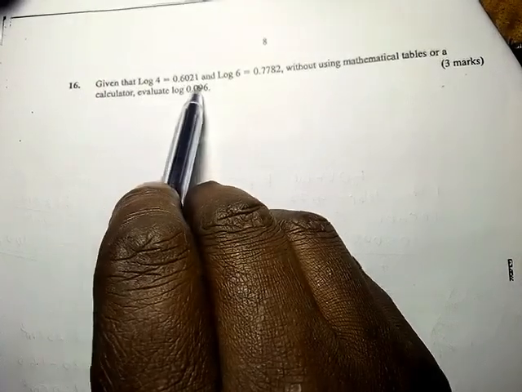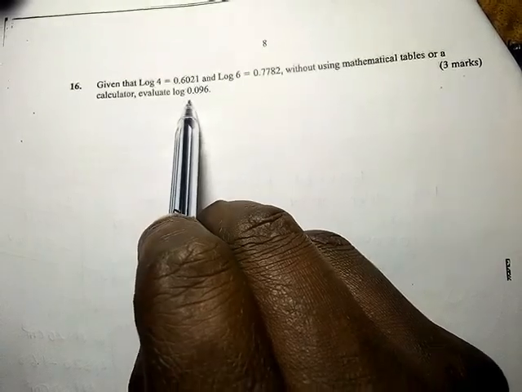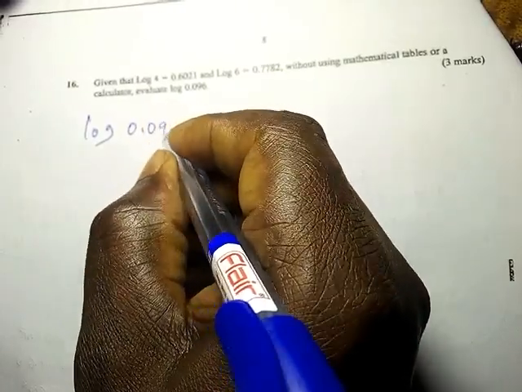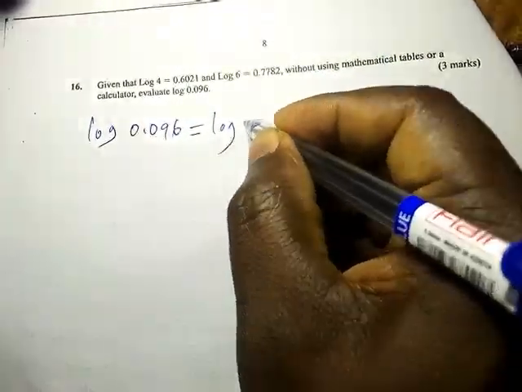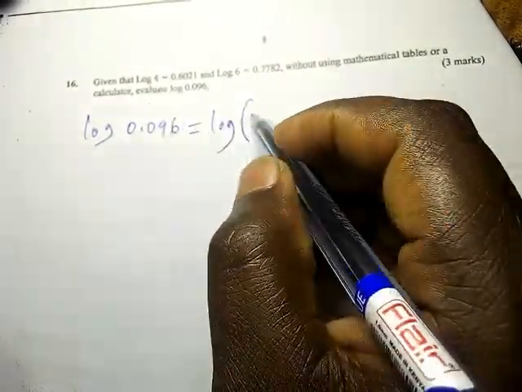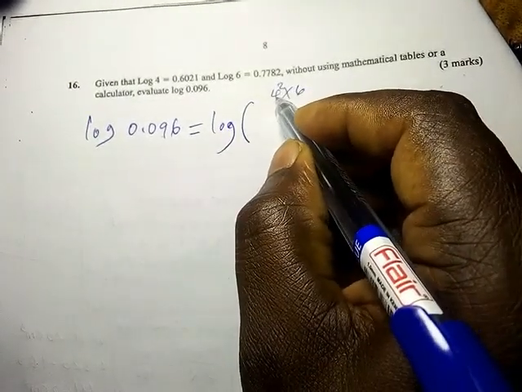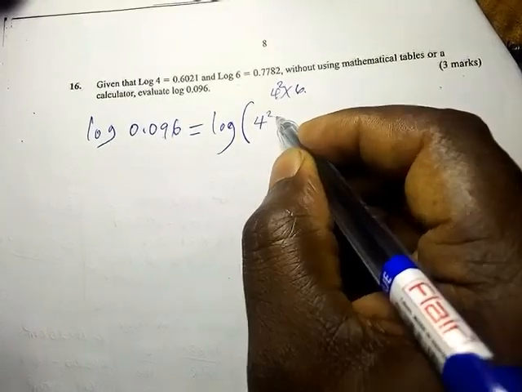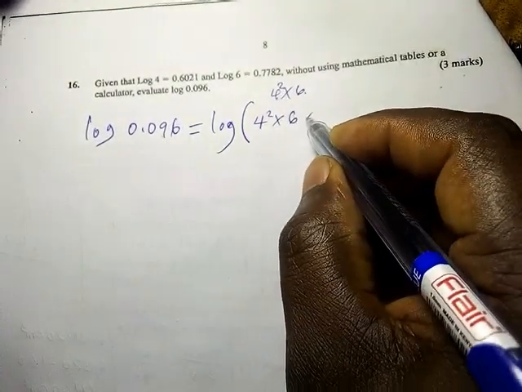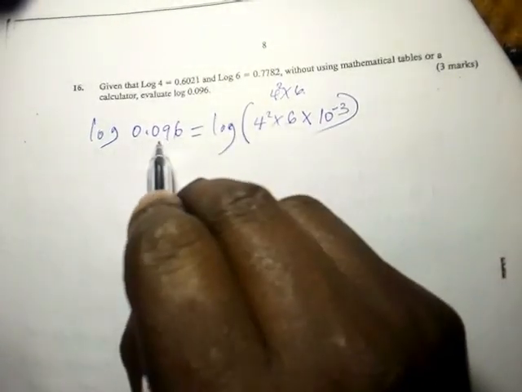Given log 4 is this, log 6 is this. Without using a mathematical table or a calculator, evaluate log 0.096. So log 0.096 will be the same as log of, remember to get 96, it is 4 squared times 6. But because we have 3 decimal places, we will multiply this times 10 raised to the power negative 3. So this times this, the answer is going to be this.